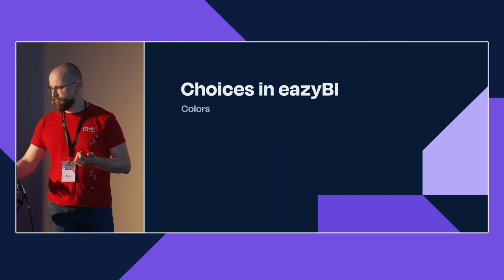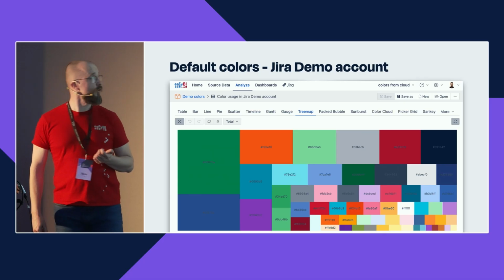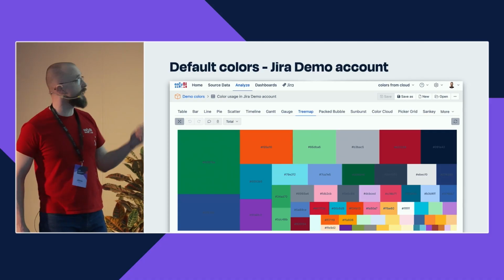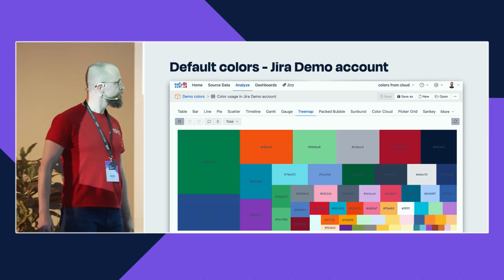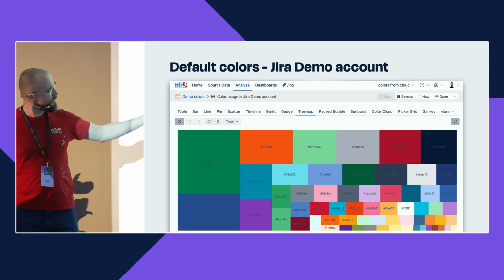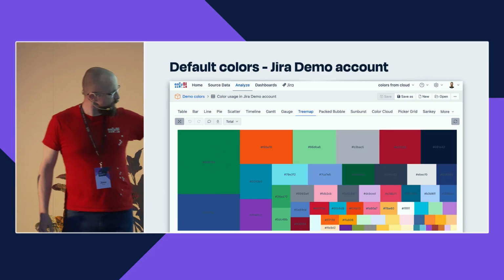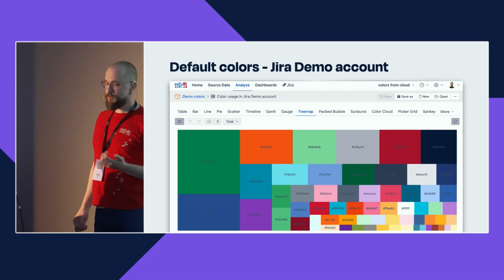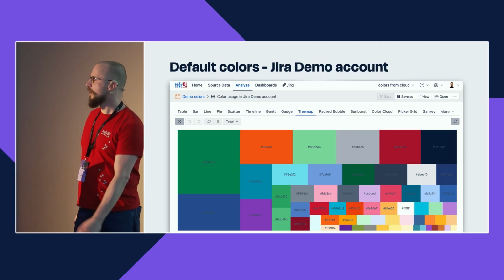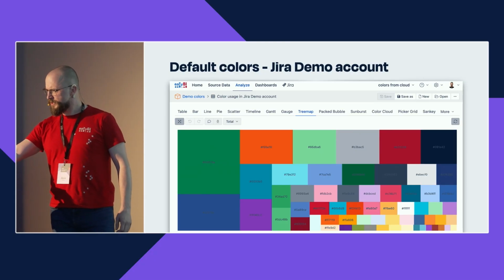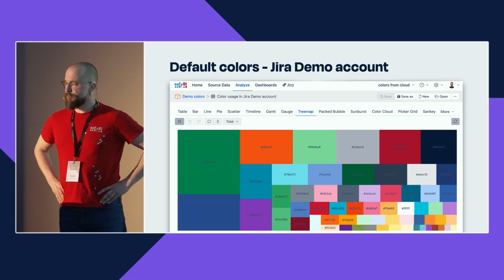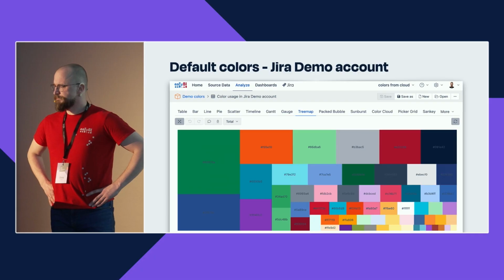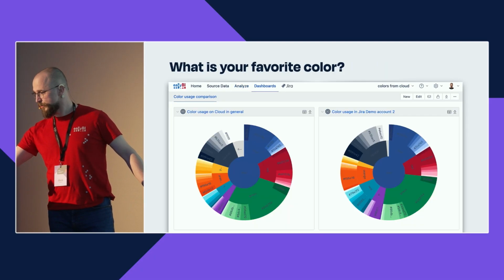And let's look at the colors in the demo account. I looked at the colors in the Jira demo account on cloud and how often they were used. As you can see, well, the green is the most popular, followed by blue and red. Those are choices that were not made by you. Those are choices that were made by someone else. And how does that compare to what people are actually using? Well, we can also look at that because we can get the data.